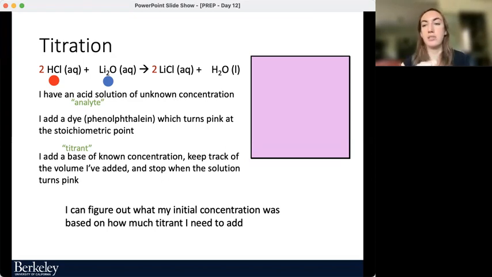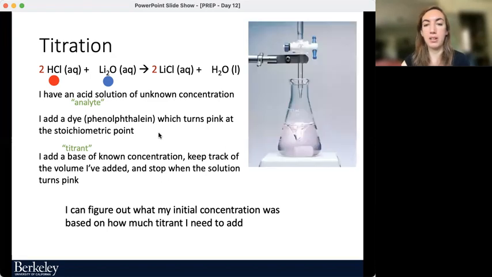So it's not so much that it's dissolving, it's that the base is reacting with the acid to form this neutral salt. All I'm doing is adding base until I run out of acid. And when I run out of acid, my solution turns pink. So I'm using this as an example.